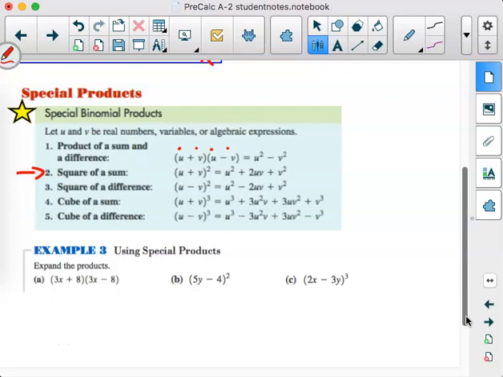And then for the square of a difference, you'll notice that the only change is that the second term is now negative, because outside times outside plus inside times inside would be two negative terms. Then we have the cube of a sum.